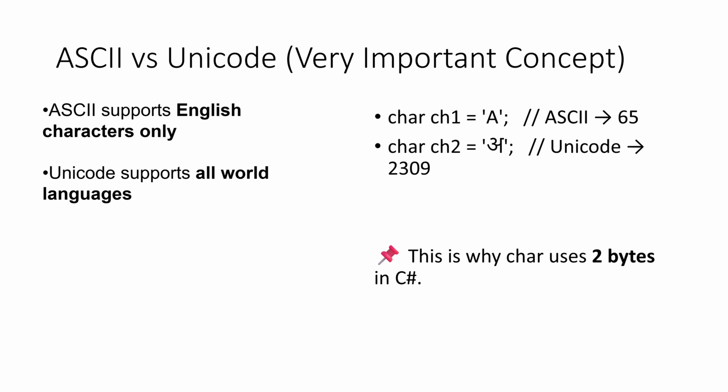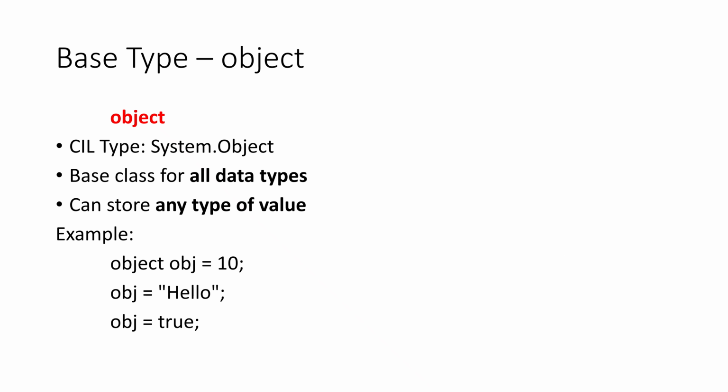Then ASCII versus Unicode. ASCII supports only English characters, and Unicode supports all the characters. Basically, Unicode is the new one, and it supports all the universal languages, each and every one, like Odia, Punjabi, Hindi, Bengali, whatever it is, everything is present there.